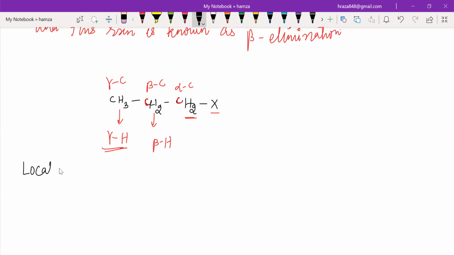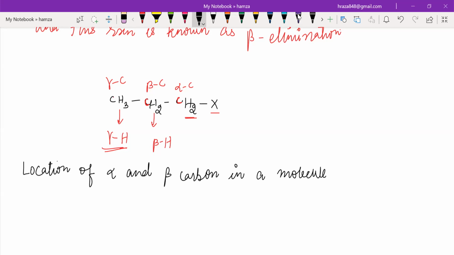Yes, sir. This is the location of alpha and beta carbon in a molecule. Alpha and beta carbon in a molecule. So this is carbon. I'm going to write it on one page.